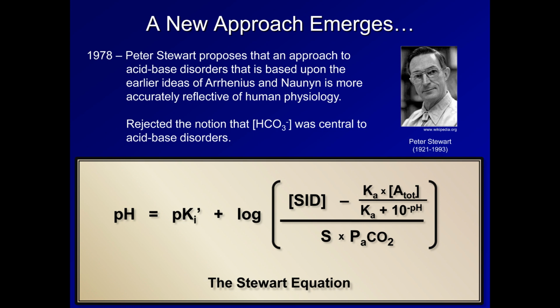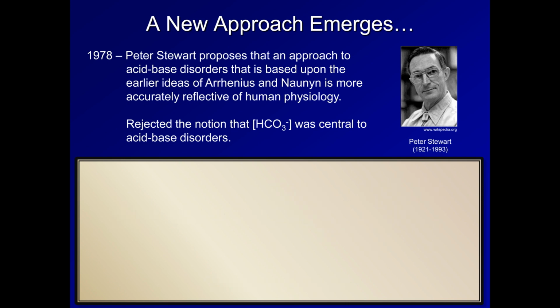However, instead of including 2 independent variables, bicarbonate concentration and PCO2, there are now 3: SID, A total, and the familiar PCO2. K sub A is an equilibrium constant, and the S is the solubility constant for carbon dioxide in water. Let's take a closer look at these 3 independent variables.